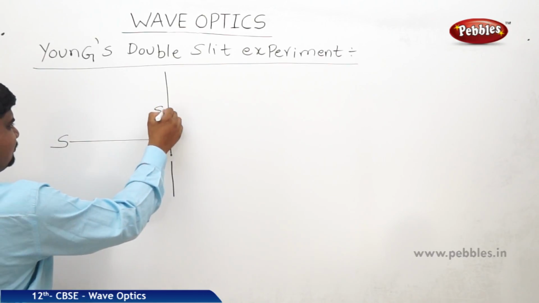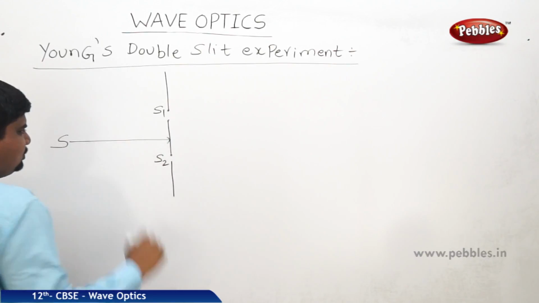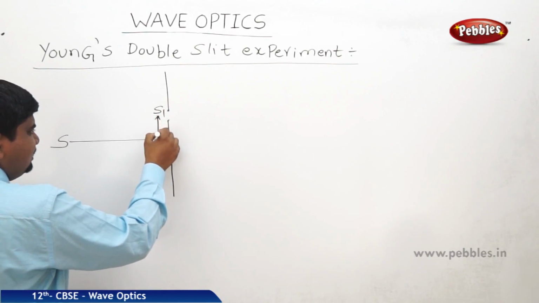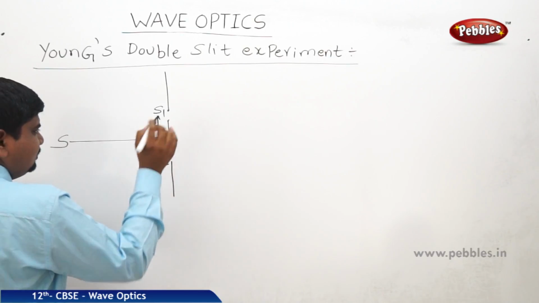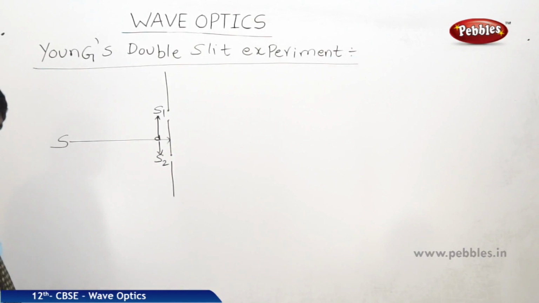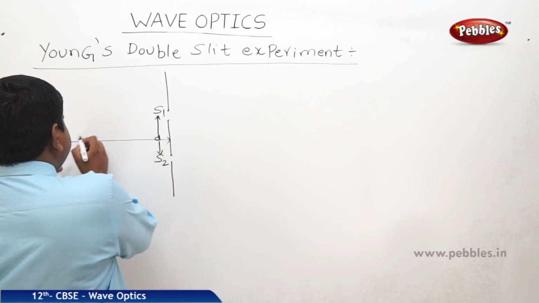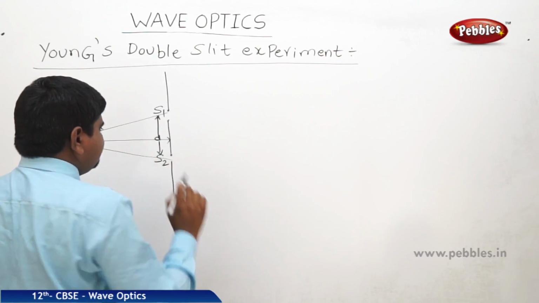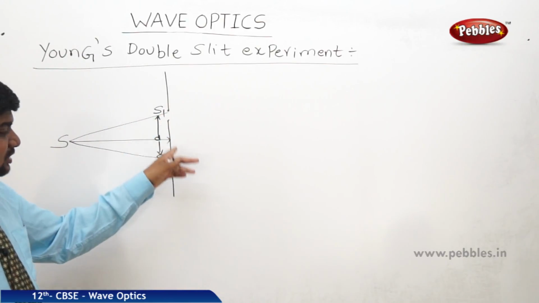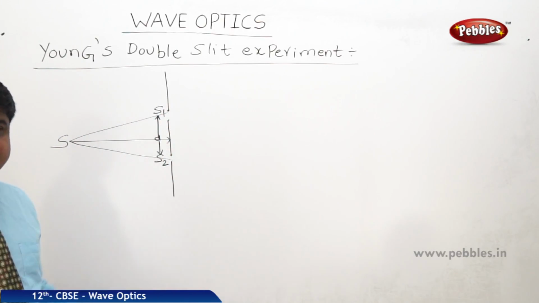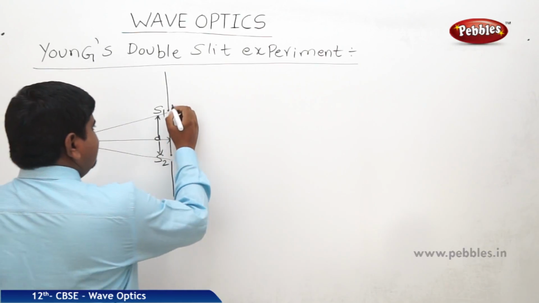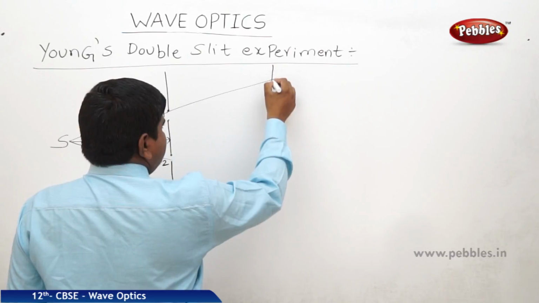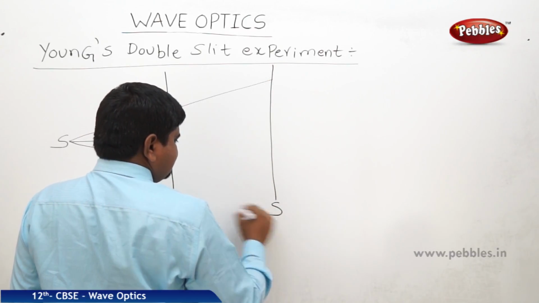This slit is S1, this slit is S2. These two slits are separated by a distance d, and because of that, whenever light rays which are coming from the source reach these two slits, they will diffract, and which gives an interference pattern on a screen. This is the screen.